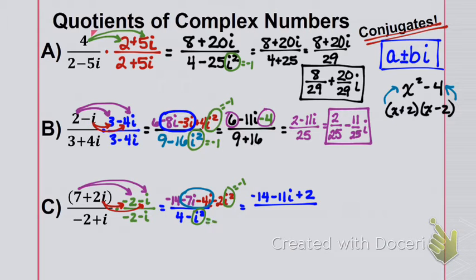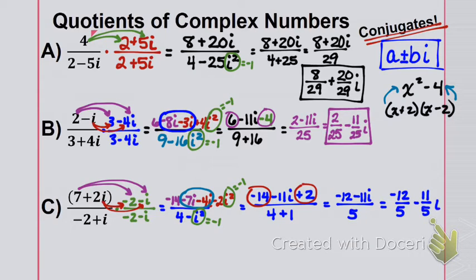all over what? Close. All over 5. Because I have 4 plus 1 down here. How does my numerator finish simplifying? Yep. I have negative 12 minus 11i, and so finally to write it in that complex number form, I get negative 12 over 5 minus 11 over 5i.